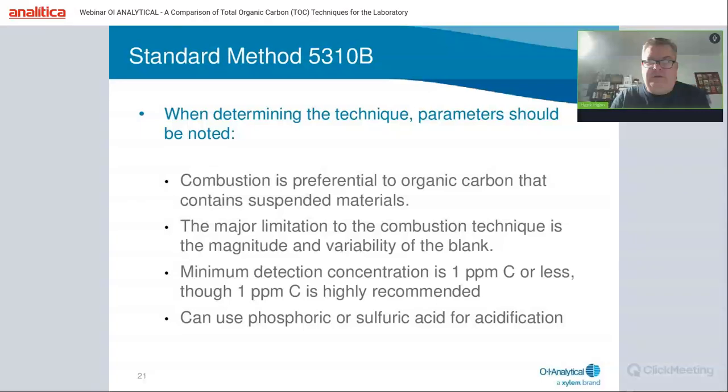It's also a limitation of the technique that there is magnitude and variability of the blank. Minimum concentration is 1 ppm carbon or less, though 1 ppm carbon. Acidification is highly recommended, and you can use phosphoric or sulfuric acid for the acidification.